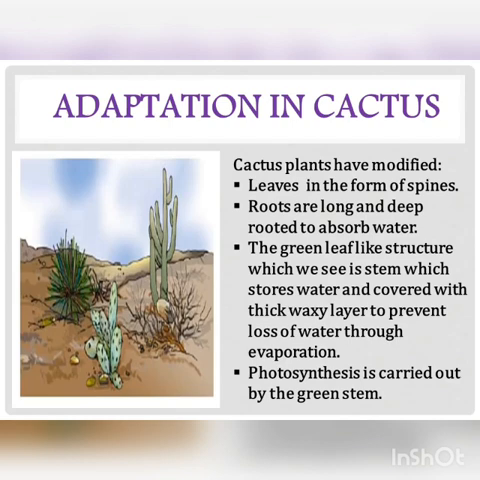Next, photosynthesis in cactus plants is carried out by the green stem. The green leaf-like structure which we see is actually a stem. They store water in their stem, which is covered with a thick waxy layer to prevent loss of water through evaporation. Plants also have long and deep roots to absorb water from a larger area.